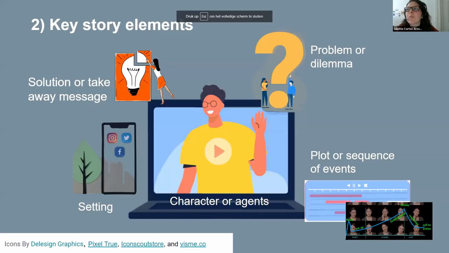Regarding the key story elements, we have basically the problem or dilemma. It is the first of them. We also have the solution or takeaway message. We have certainly a setting, the characters, and the plot or sequence of events.